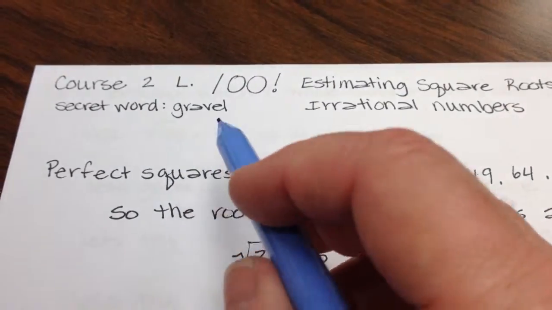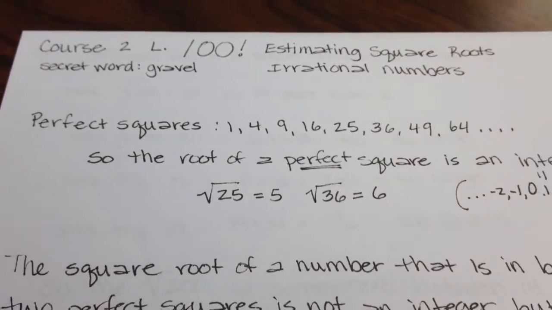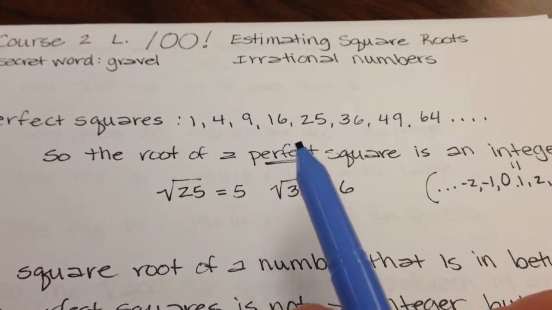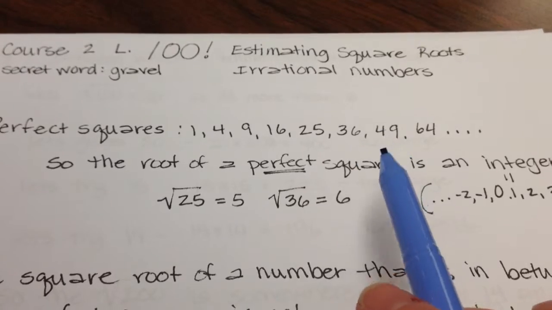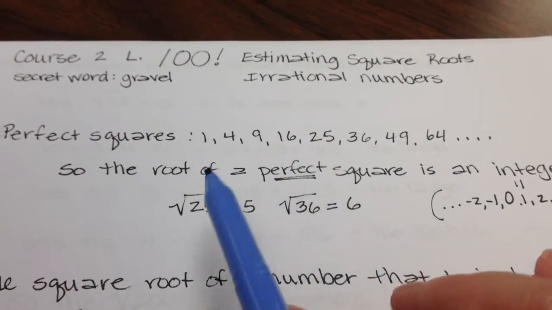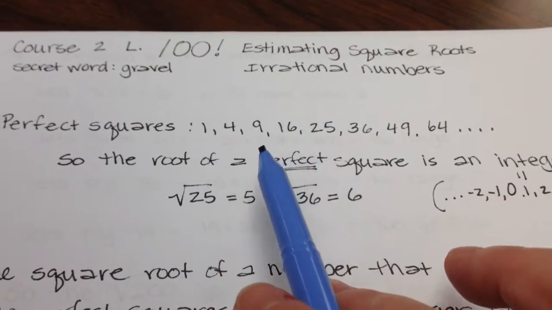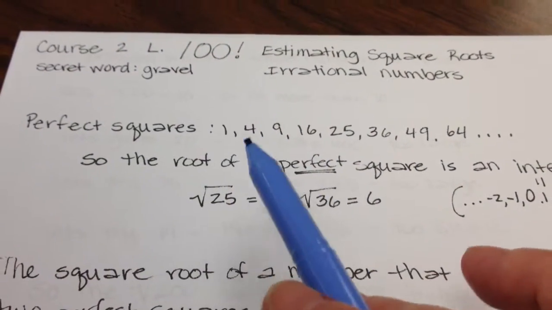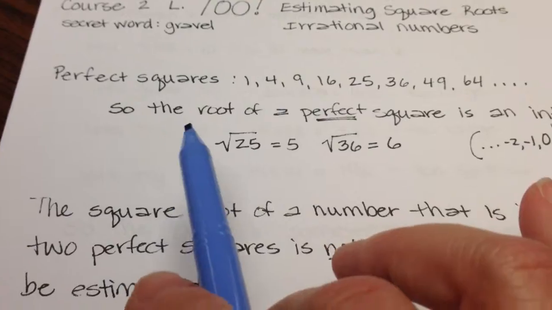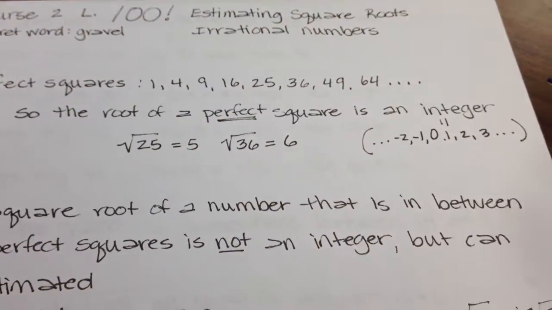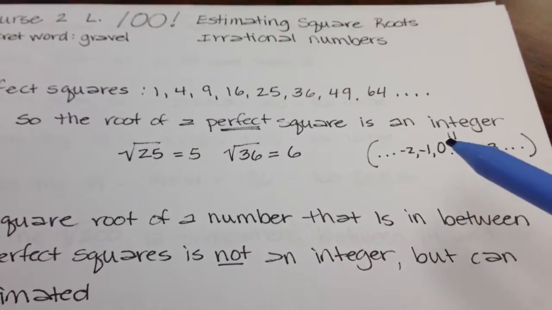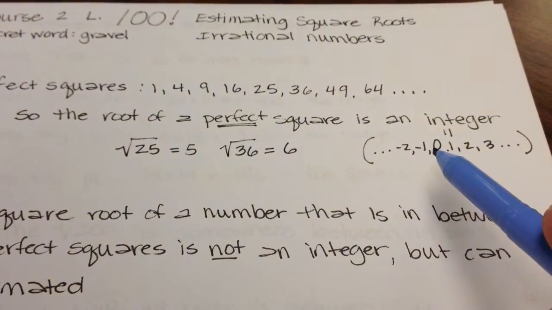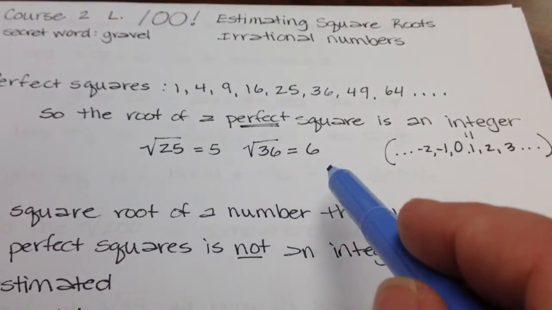Secret word, gravel. Alright, you can recall that perfect squares are 1, 4, 9, 16, 25, 36, 49, 64, etc. 1 times 1 is 1, 2 times 2 is 4, 3 times 3 is 9, and so on. So a perfect square is a number times itself, and the root of a perfect square is an integer. Remember, integers are all whole numbers, including the negatives and 0. So it's always an integer.